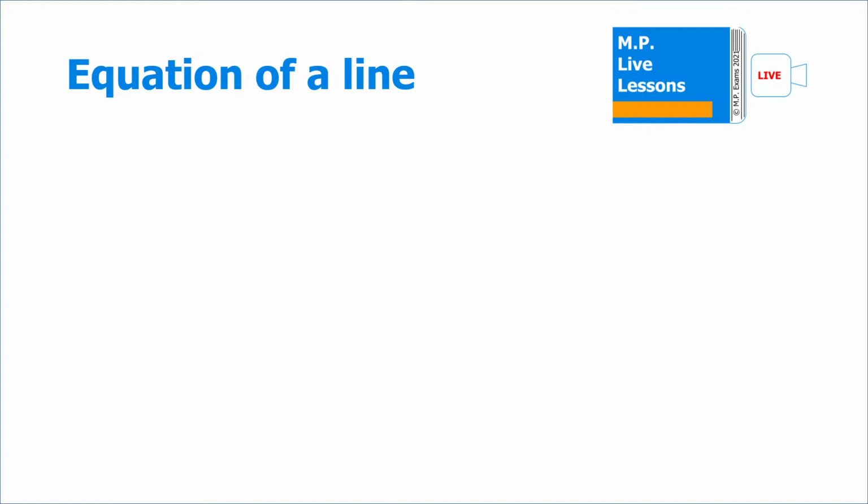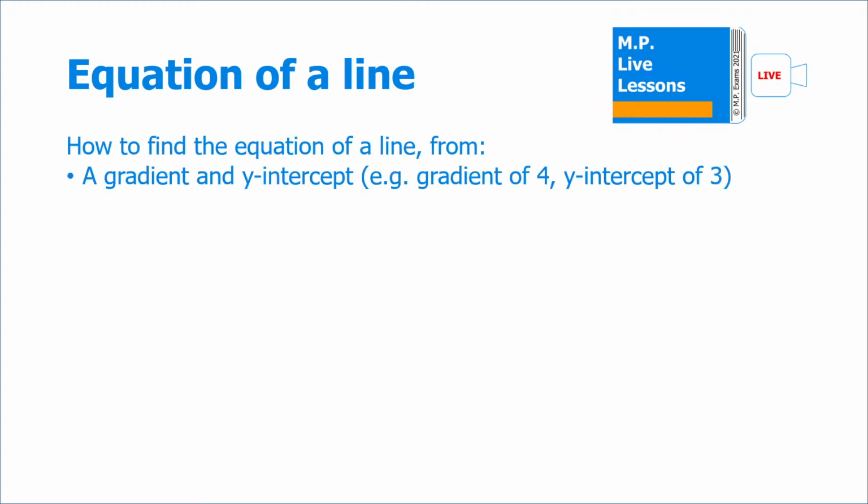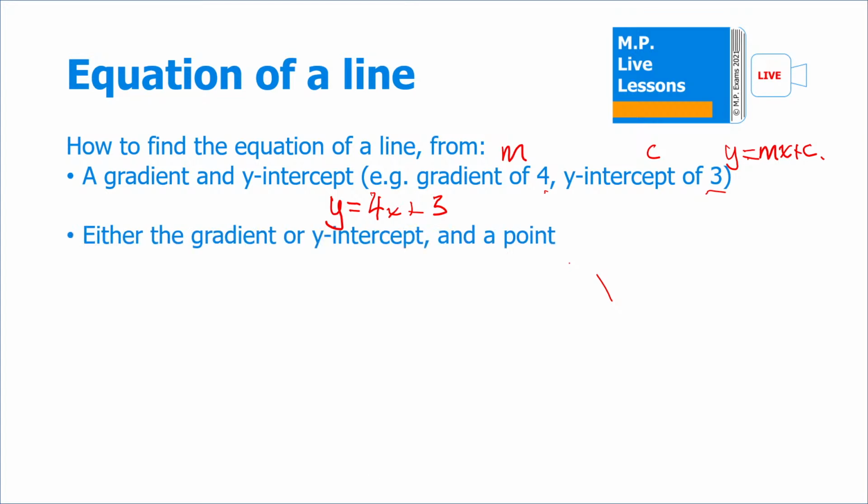Now you'll need to find the equation of a line. You'll need to know the gradient and y-intercept. For example, this would be the easiest. So if we've got a gradient of 4 and a y-intercept of 3, this is our m, this is our c. Remember the line is written as y equals mx plus c. So y equals our gradient, which is 4, times x, plus our y-intercept, which is 3. Now you may be given a bit less information, like just the gradient or just the y-intercept and a point.